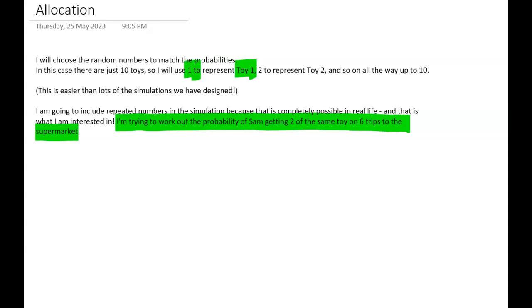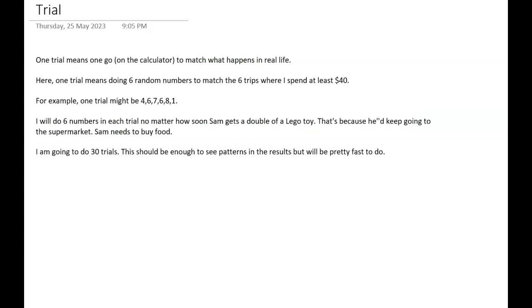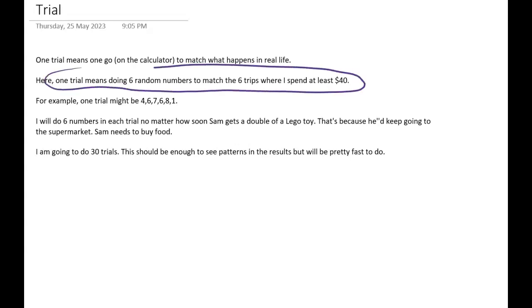Right, now let's talk about what one trial is and how many trials I'm going to do. One trial means one go that matches up to what happens in real life. So here, one trial means 6 random numbers. 6 random numbers match the 6 trips where I spend at least $40. So notice that I'm linking up my context with how many numbers I've got. So one trial might just give me these 6 numbers: 4, 6, 7, 6, 8, 1.